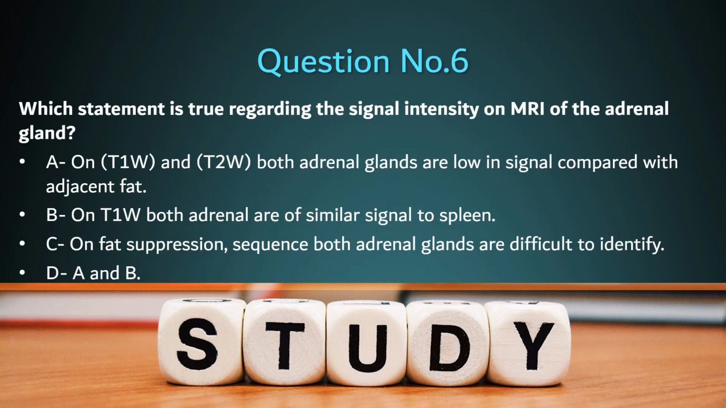Question number 6. Which statement is true regarding the signal intensity of the adrenal glands on MRI? A, on T1 and T2, both adrenal glands are low in signal compared with adjacent fat; B, on T1, both adrenal glands are of similar signal intensity to the spleen; C, on fat suppression sequences, both adrenal glands are difficult to identify; or D, choices A and B.